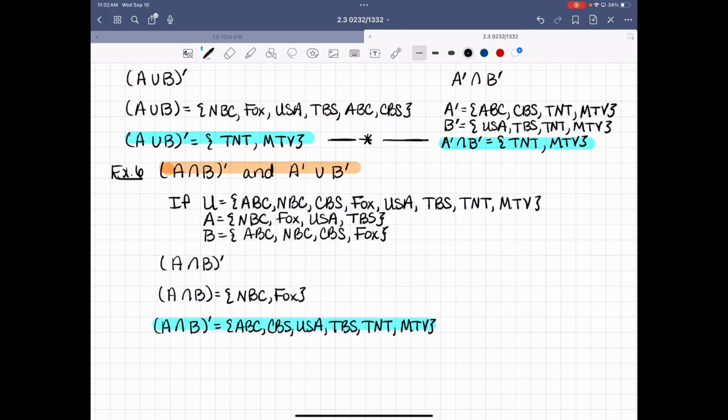See, you're getting where you can see them without having to scratch around on things. You're moving things around good. Okay, the next part, I need A complement union B complement. Well, use your problem from before. We already found A complement and B complement, didn't we? Yep. Okay, so A complement, look back up at example 5, was ABC, CBS, TNT, MTV.